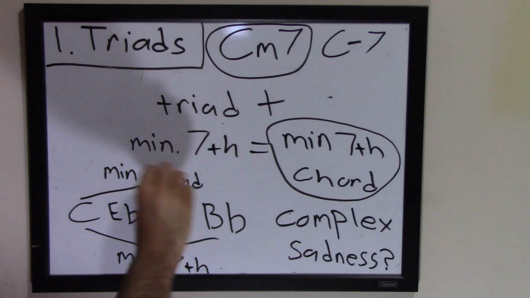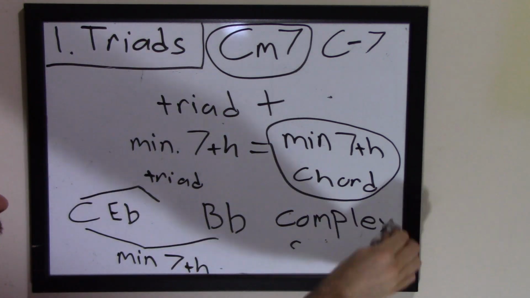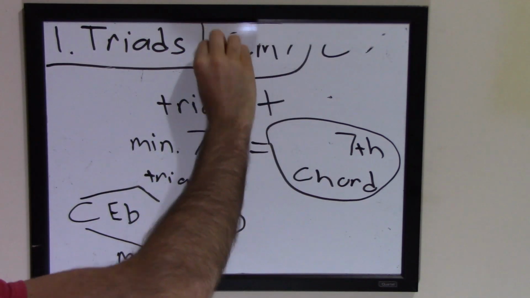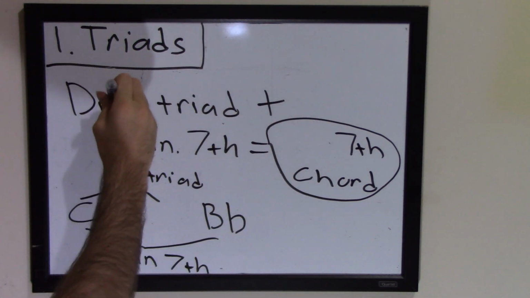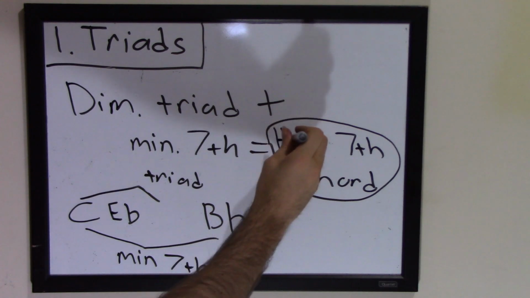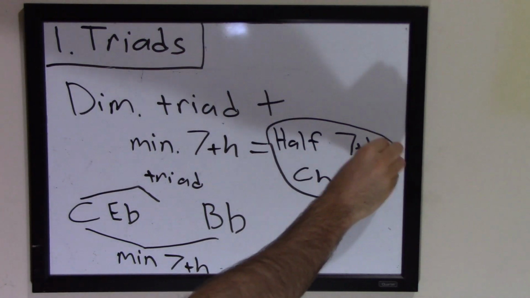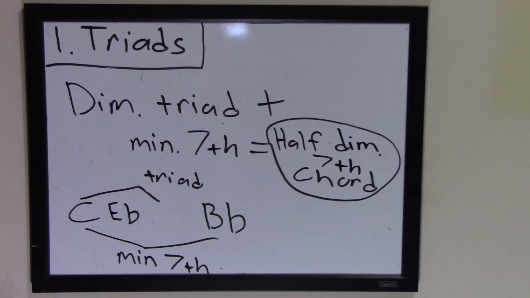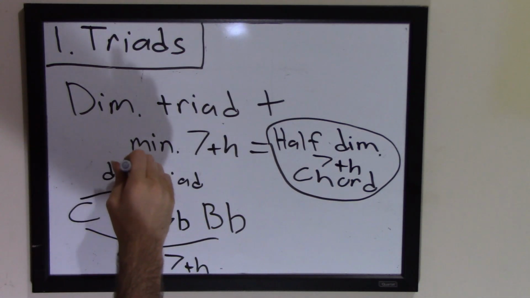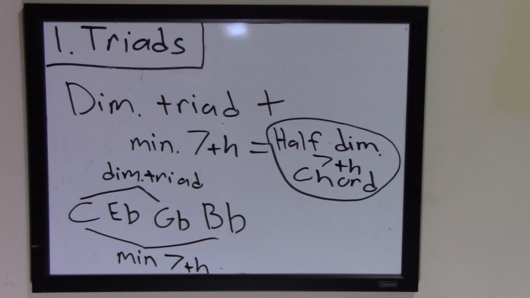Let's keep going. When you add a minor seventh to a diminished triad, you get a half diminished chord. Example, you start with a C diminished triad. What is that? C, E flat, G flat. We know that well. And then you add that minor seventh, which would be the B flat. We've done that twice now. And you get a C, E flat, G flat, B flat. We'll call that a C half diminished.